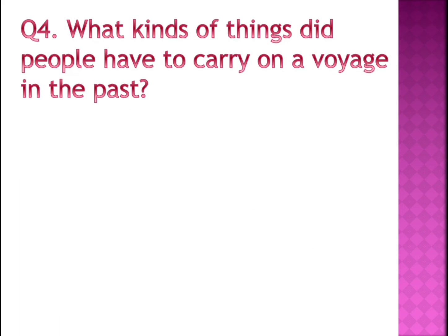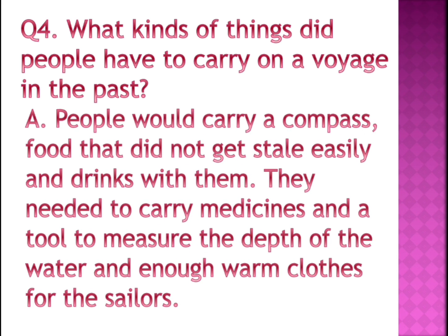Coming to your next question. What kinds of things did people have to carry on a voyage in the past? A compass, medicines, food that will not get spoiled easily. Yes, and warm clothes. And also, to measure the depth of the ocean, they carry a tool. Okay, so these are the different things people carry when they start a voyage. Okay, so write this answer in your classwork and please learn it, children.